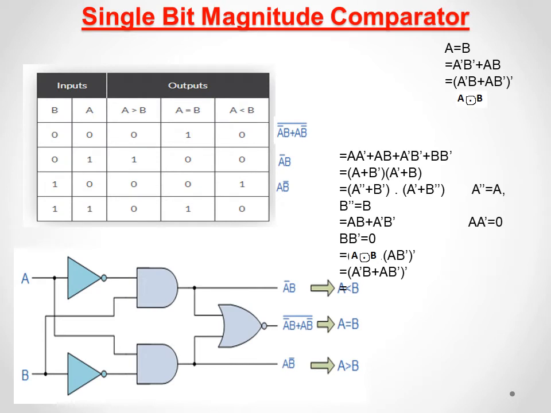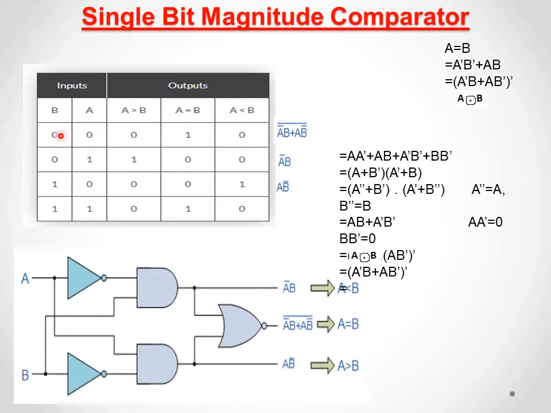First, let's design the single bit comparator. The two single bit inputs are A and B, and the outputs are A greater than B, A equal to B and A less than B. With the two inputs we make four possible combinations: 00, 01, 10 and 11.